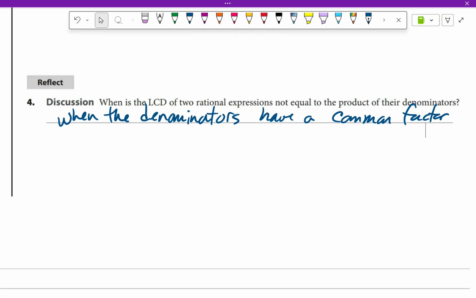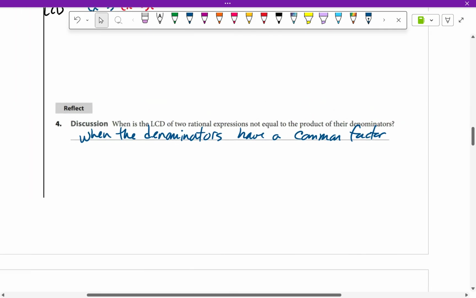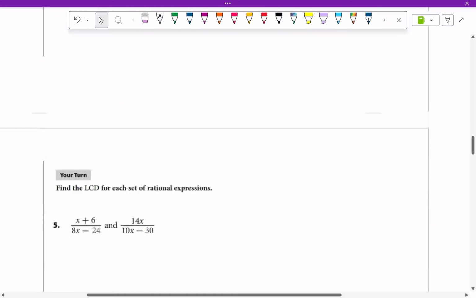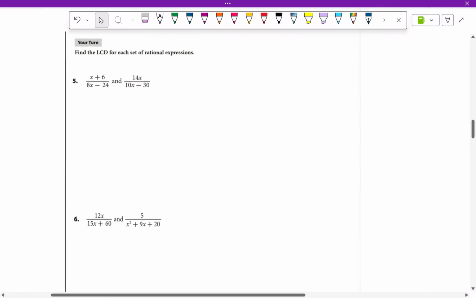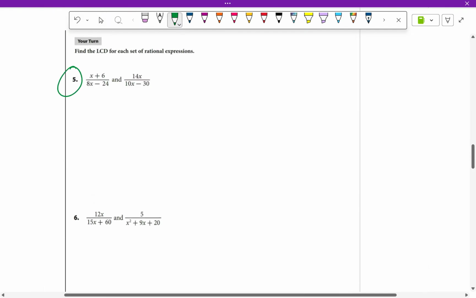Okay, any questions on that of what we've done so far? All right, there are 2 here for you to practice. So I want you to try on the next page the your turn 5 and the your turn 6. I'll give you about 2-3 minutes. Try doing just the LCD. That's as far as we're going. We're not doing anything more than the LCD right now. Try both of those right now.